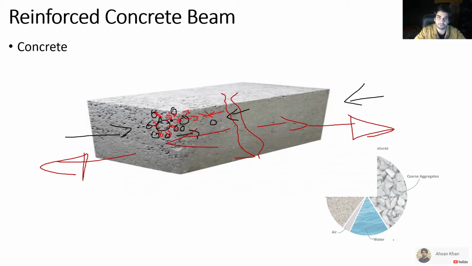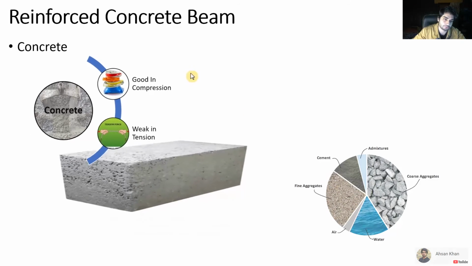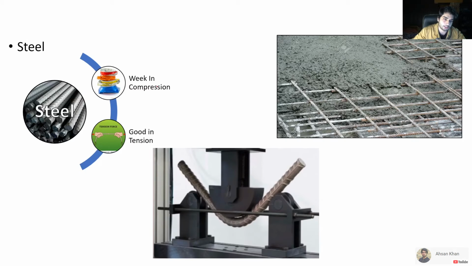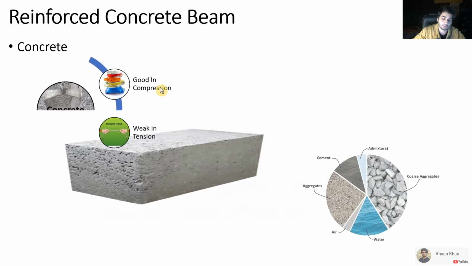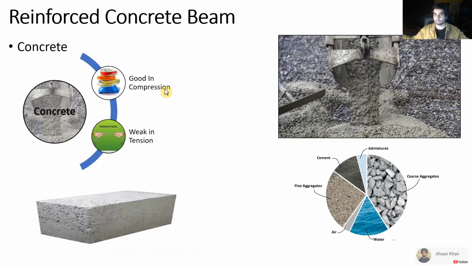So this is just a weird example that I have given to you, but you can understand it better this way, right? So this is the property of concrete. If we get back to it, concrete is good in compression and weak in tension, right? So this is the one property.